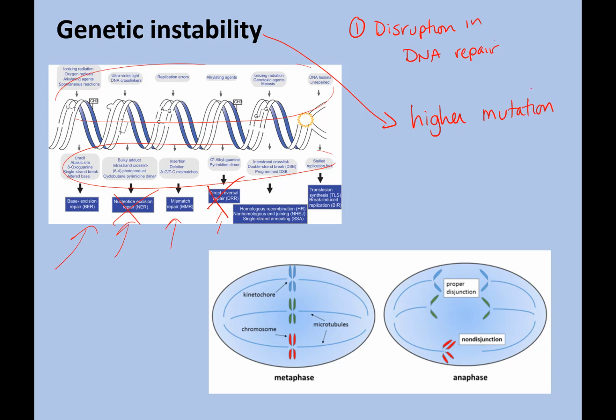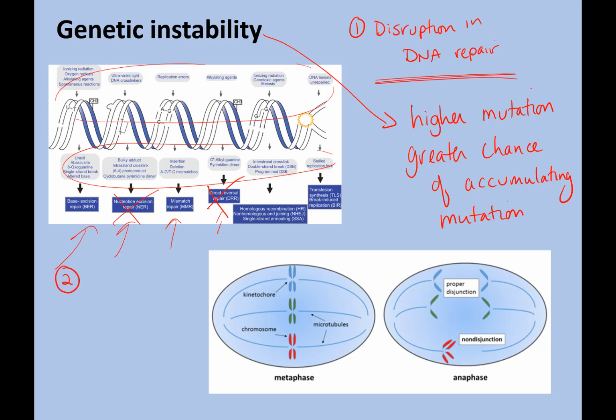That means you have a greater chance of accumulating mutations. Sorry. And so it makes you have a greater chance of accumulating mutations in critical genes, or falling into that two-hit hypothesis. So you can have genetic instability due to disruptions in DNA repair. You can also have genetic instability due to disruptions in chromosome division.